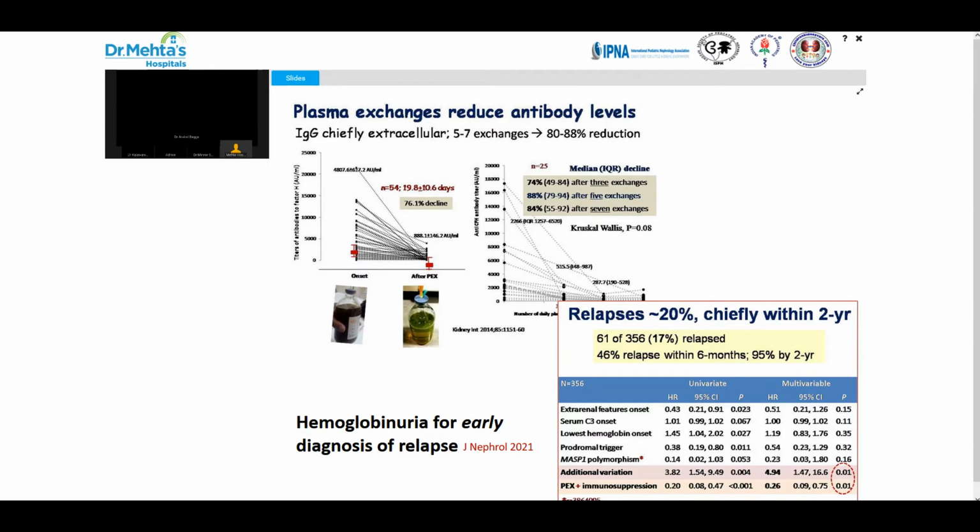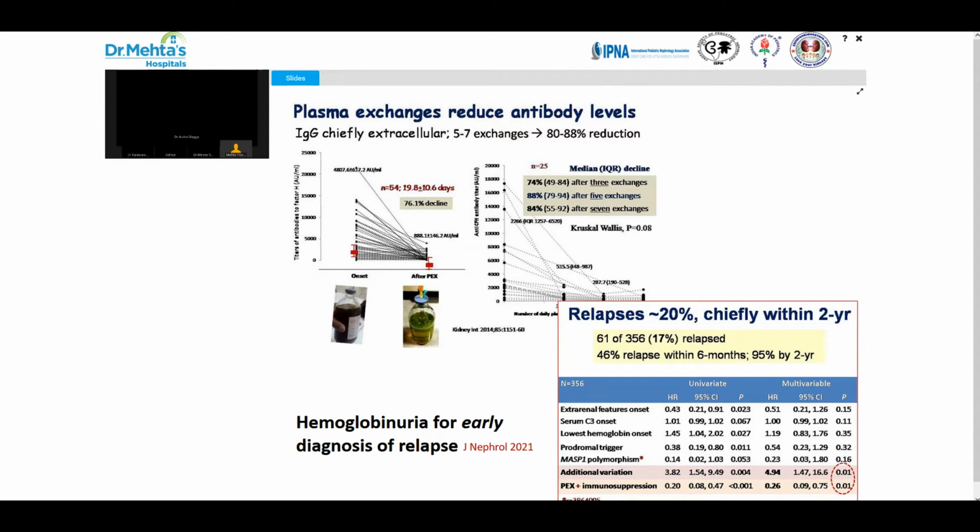And therefore, if you have a child who has antifactor H disease, or even atypical HUS, and the patient gets a URI, one can teach the parents to examine the urine for blood. This could be an early marker of an impending relapse, so that you don't have to wait before anemia sets in and so on.